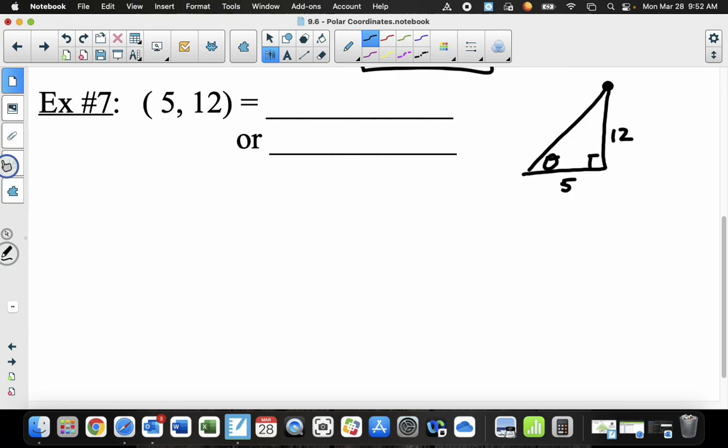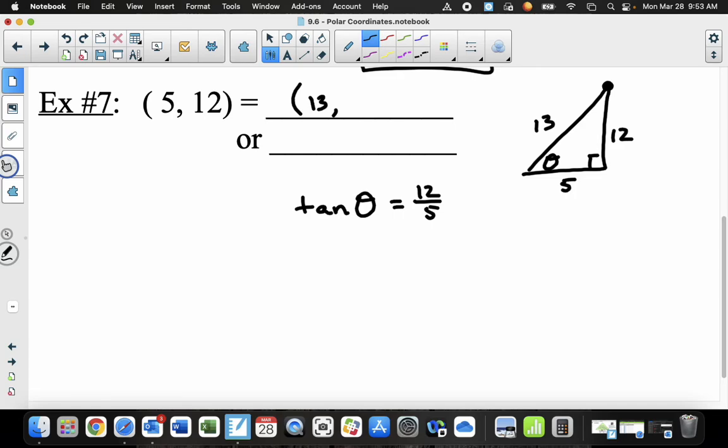Which means, by the way, what's the radius? 13. It's a 5, 12, 13 Pythagorean triple. So we know that our radius is 13. How do I find theta on this one? Tangent of theta equals y coordinate over x, so 12 over 5. And unfortunately, 12 fifths, you're not going to be able to go on the unit circle and find that. So what do we do instead? What have you always done before? Inverse tangent. You use the calculator on this one.